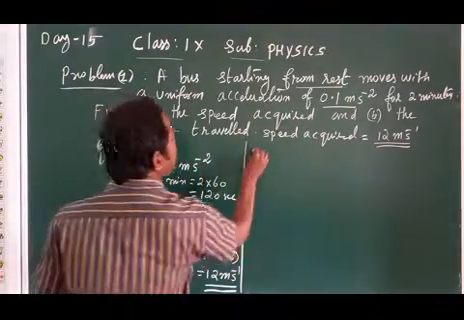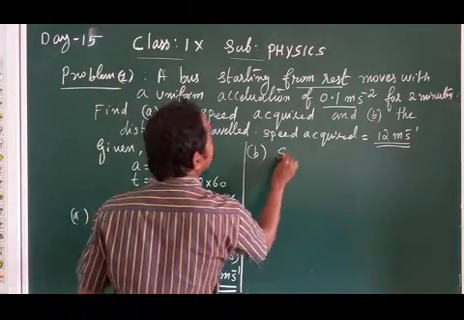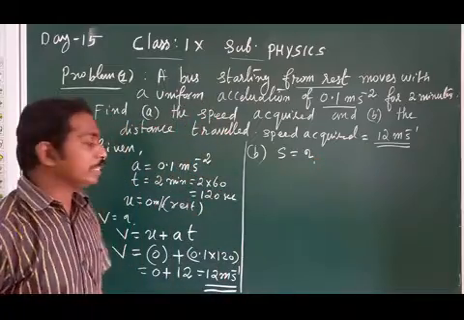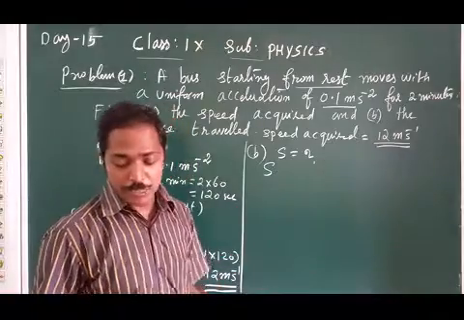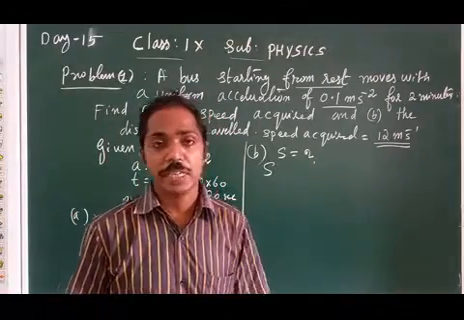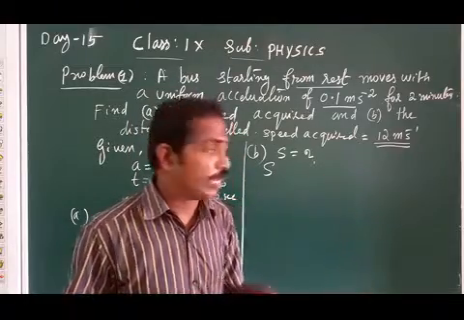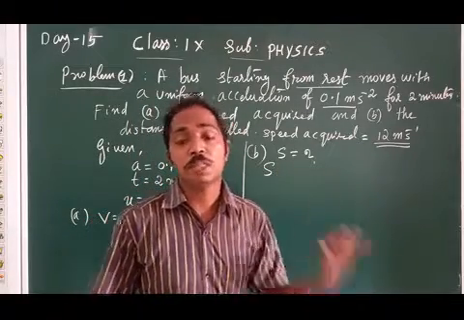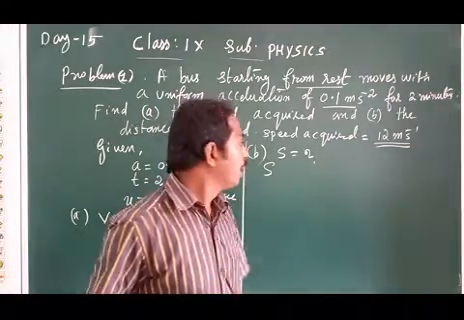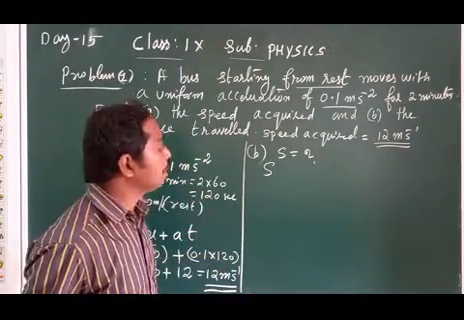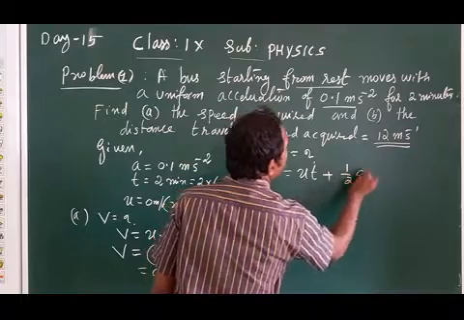Next we have the B part: distance travelled, that is S question mark. Which equation will we use? We have the first equation, and then the second and third equations. That is S equal to ut plus half a t square, otherwise 2as is equal to v square minus u square. We can use here S equal to ut plus half a t square.